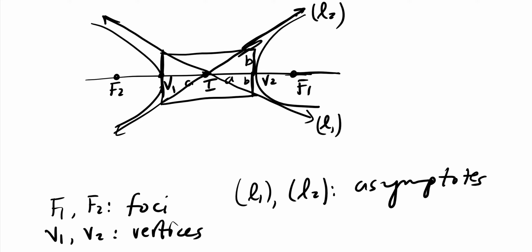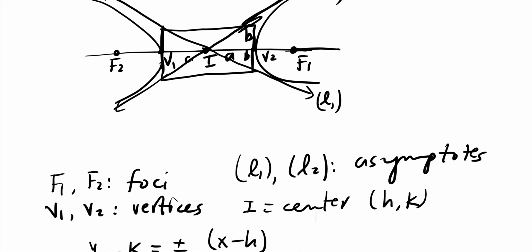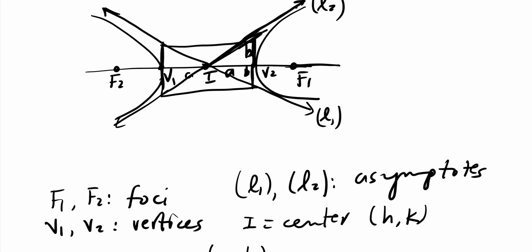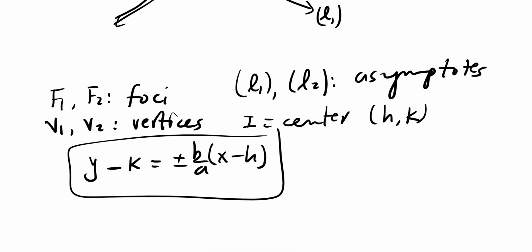So we have foci, vertices, center. C is the center, always with coordinates (h, k). We have vertices, asymptotes, and the foci. This is b, this is a, the horizontal distance a. So the equation of the asymptotes is y minus k equals plus or minus, times x minus h. The slope of the line is rise over run, so it's b over a. So plus or minus b over a. These are the asymptotes.